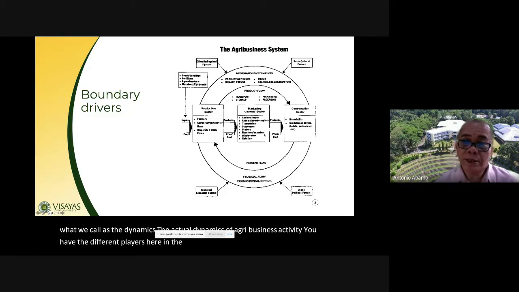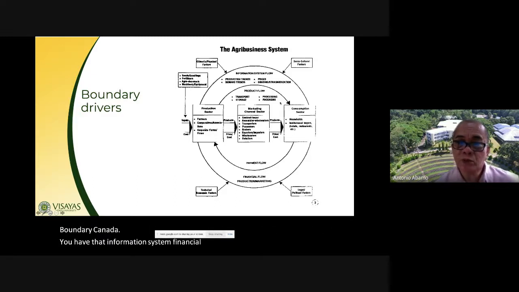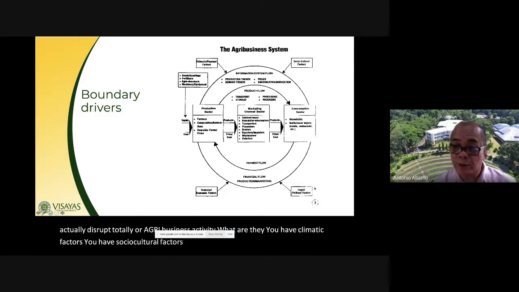Now, this is what we call the internal boundary. You have the information system, financial flow, etc. This is your internal boundary. But there are factors outside the boundary, which we call external factors, that can totally disrupt your agribusiness activity. What are they? You have climatic factors, sociocultural factors, legal and political factors, and technical and economic factors. These are external factors.